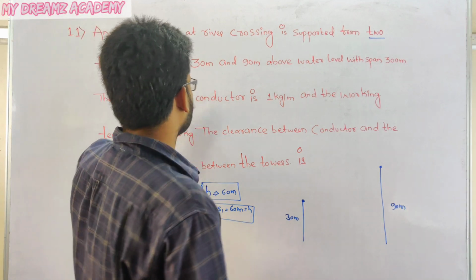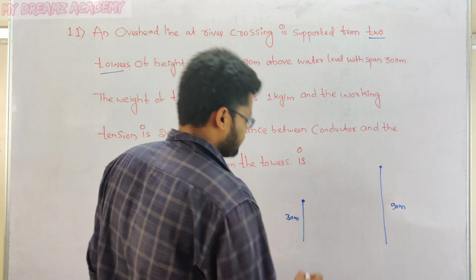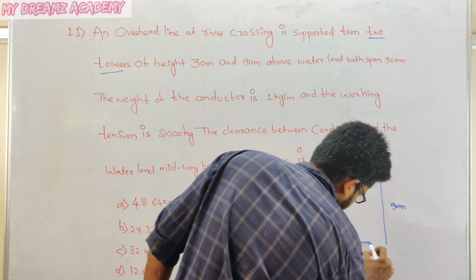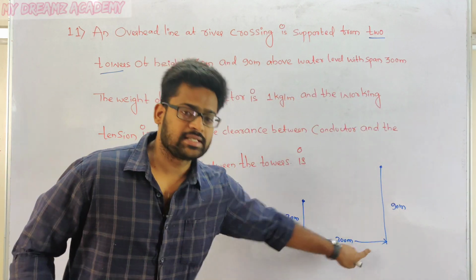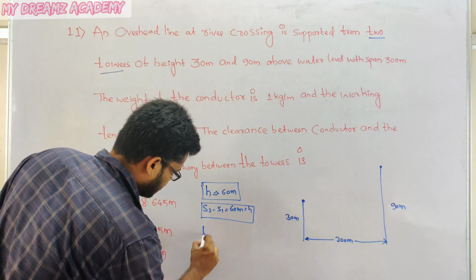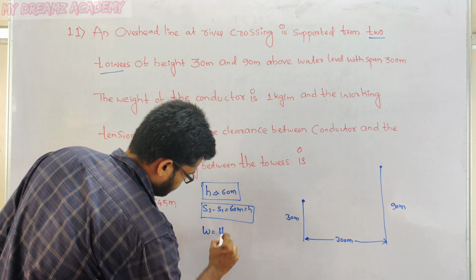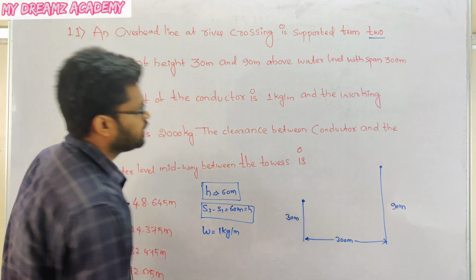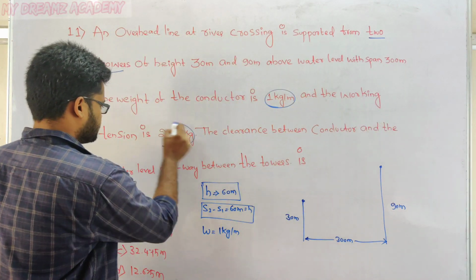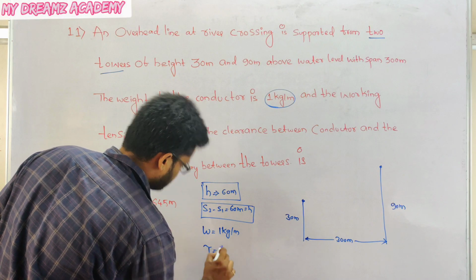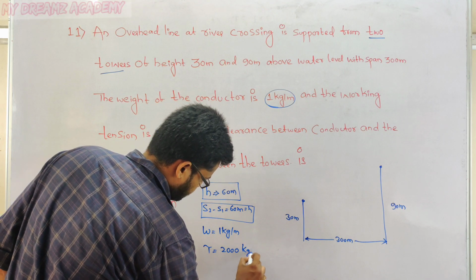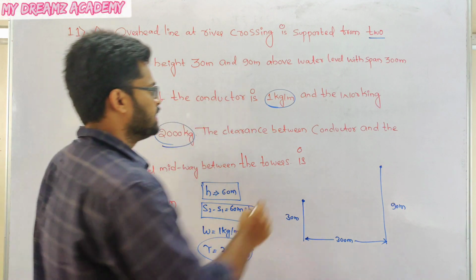Next, above water level with the span of 300 meters. The span between these two towers is 300 meters. Next, the weight of the conductor is 1 kg per meter, and the working tension T is 2000 kg.